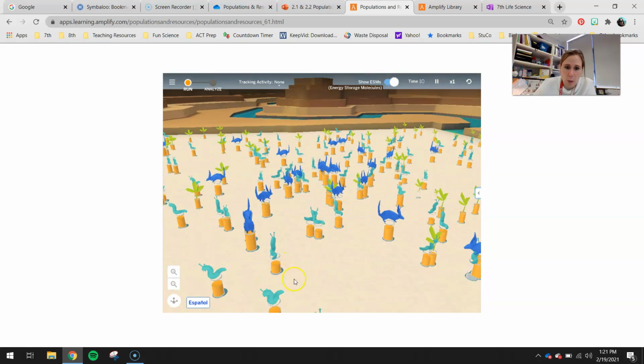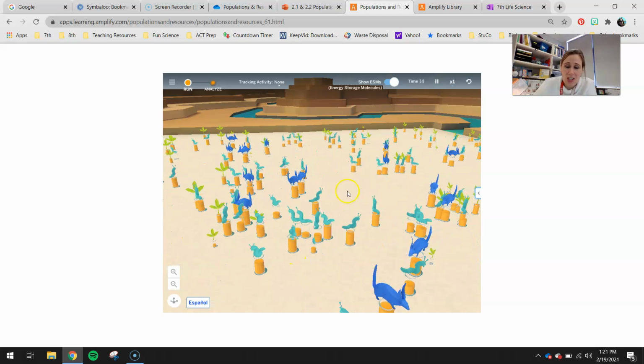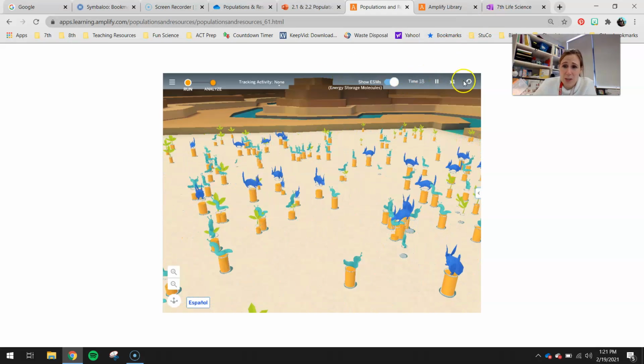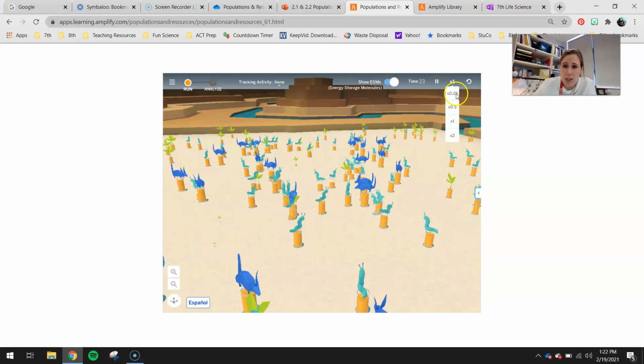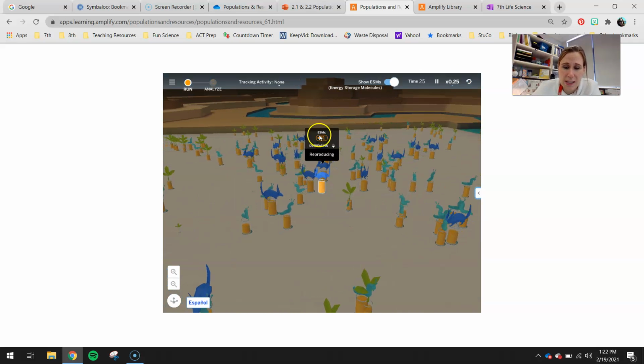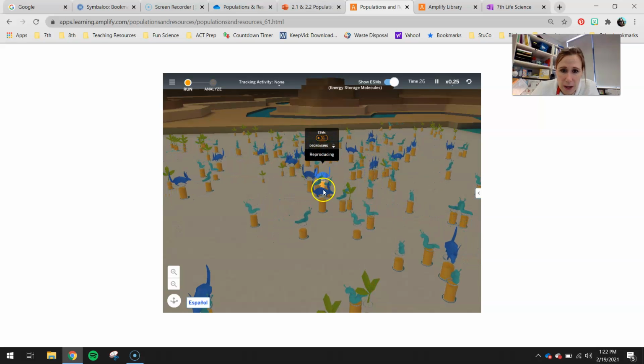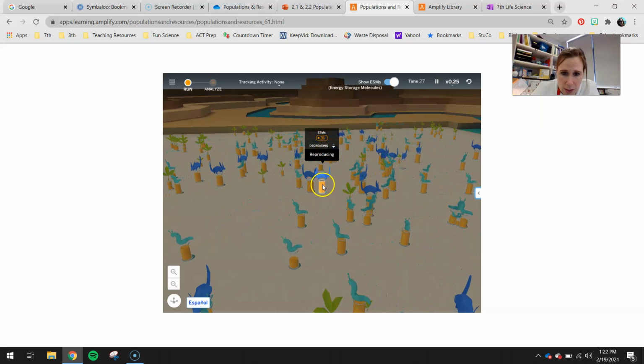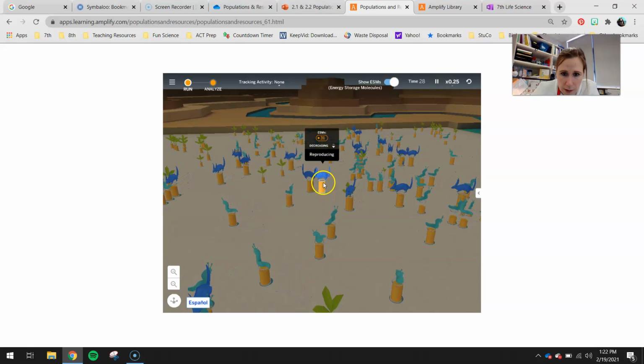Okay, so you guys notice the little orange bars underneath each of these. It goes pretty fast, so it's really quite hard to see. So we're going to just slow it down a bit. And we're going to just choose an animal. So we can watch this little guy right here. He just found someone to reproduce with. So watch his little energy storage bar.